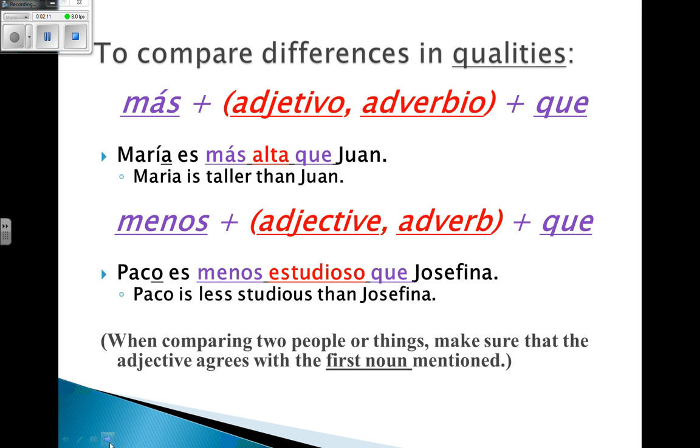Okay, again here we're comparing two people and we're also using an adjective in this case as well. So when we use adjectives, we need to make sure that it agrees with the noun it's referring to. In this situation, we're going to make sure we focus on the first noun. So the first noun is female, so it's alta. Here the first noun is a male, so it's going to be estudioso. Okay, so when comparing two people or things, make sure the adjective agrees with the first noun mentioned.